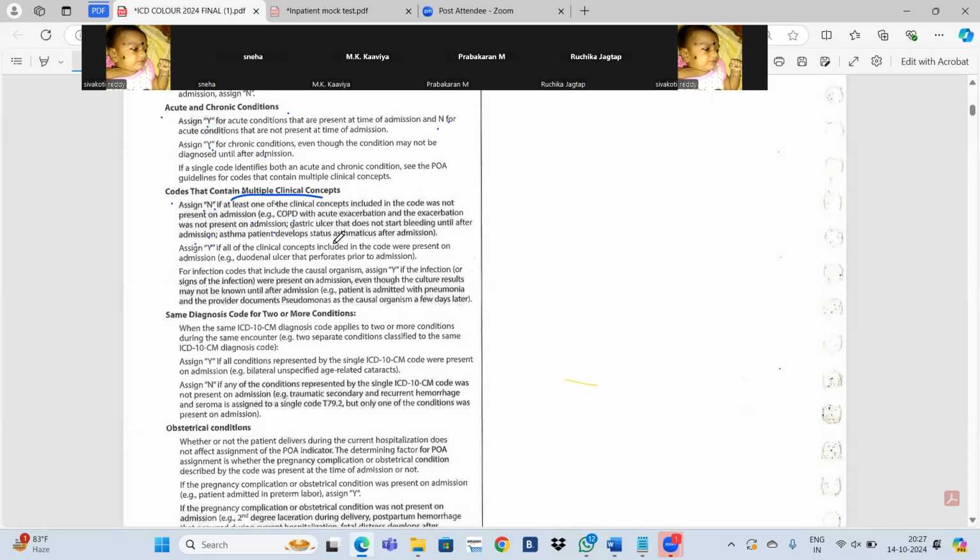Asthma patient develops status asthmaticus after admission: N. So in these three concepts, you need to give the N indicator. Remember, from these three examples you will get one question.